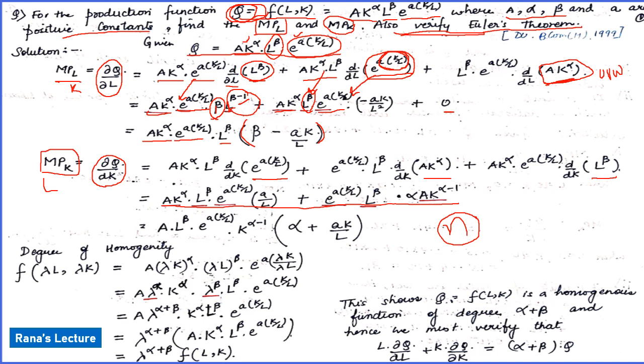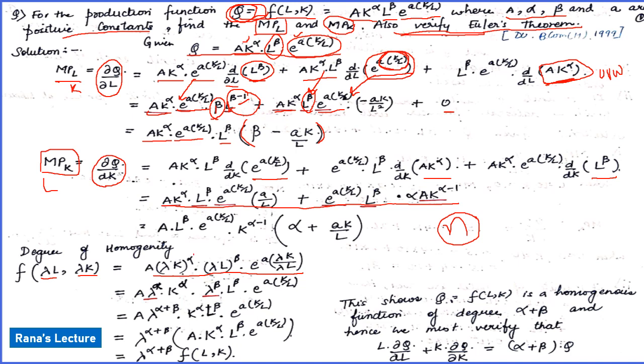We multiply the variables of this function with lambda, right? This will be L, labor is a variable, capital is a variable. So we are multiplying this with lambda, right? And this was the function given to us, multiplying k with lambda, multiplying L with lambda. Over here also we multiply k and L with lambda.